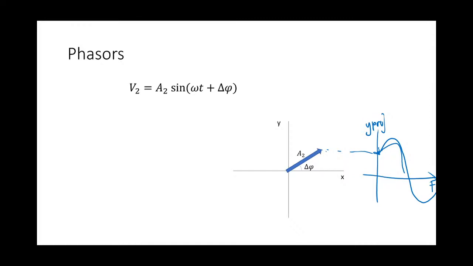And of course, if you have a cosine function, that's basically the sine shifted by pi over 2. So you can represent it as an arrow like that. That's a cosine function.